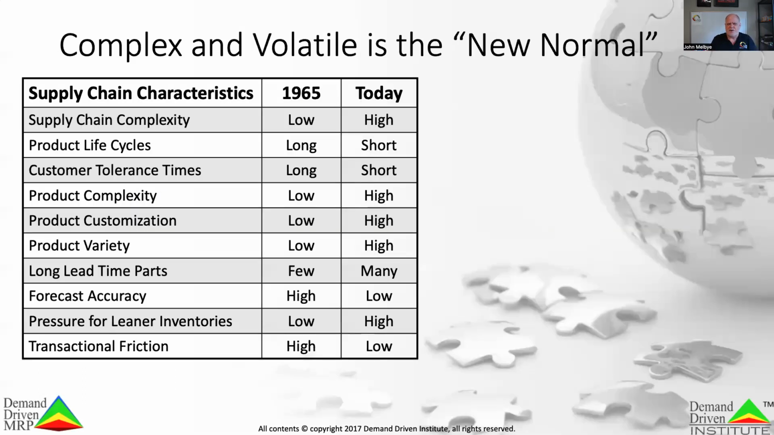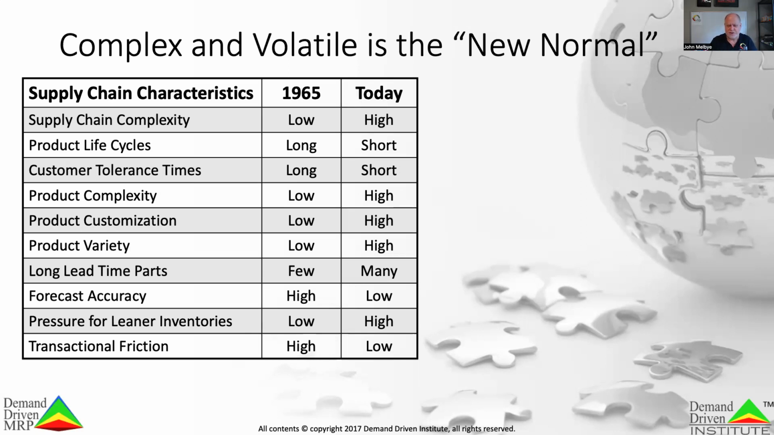And let's look at what's changed in the world. 1965 to today, we've got more supply chain complexity. Our product life cycles are shorter. Customers are not willing to wait. The complexity and the customization and the product variety are all high. We have long lead time parts. We have low forecast accuracy.